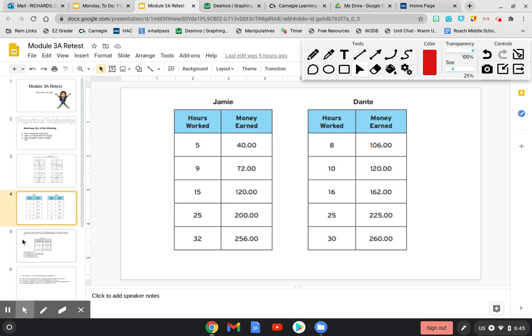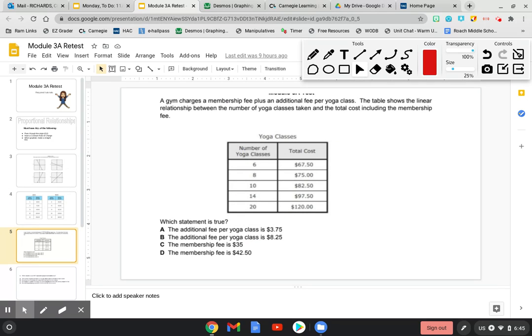Your test question looked like this, and it says a gym charges a membership fee plus an additional fee per yoga class. The table shows a linear relationship between the number of yoga classes taken and the total cost, including the membership fee. The question is, how do we get from here to here? So you could divide each one of these, but you are going to find out they are not proportional. I know from reading the question that it's not proportional because it says plus. So I know I'm doing something extra besides multiplying anyways, which means we need to use this formula.